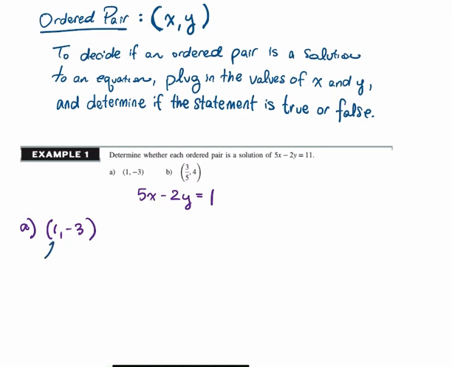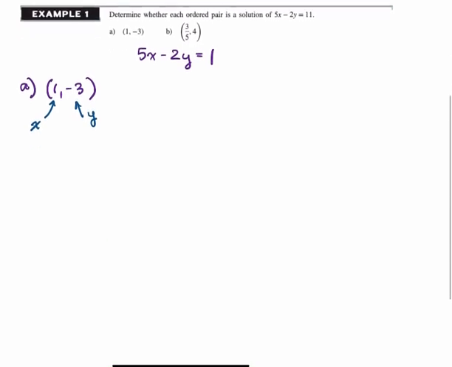This 1, the first entry, is our x, and the negative 3 is our y. So if we want to determine if it's a solution to this equation, we'll just replace x with 1 and y with negative 3. So let's start again with the equation, 5x minus 2y equals 11. So instead of x, I'm going to plug in positive 1. Then instead of y, I'm going to plug in negative 3.